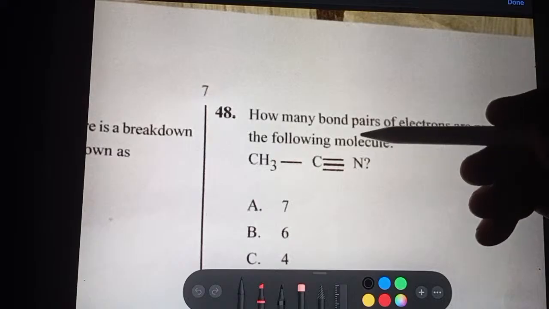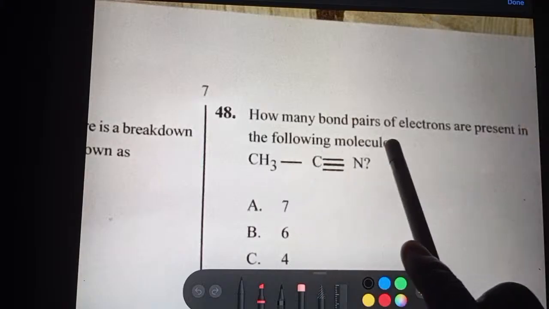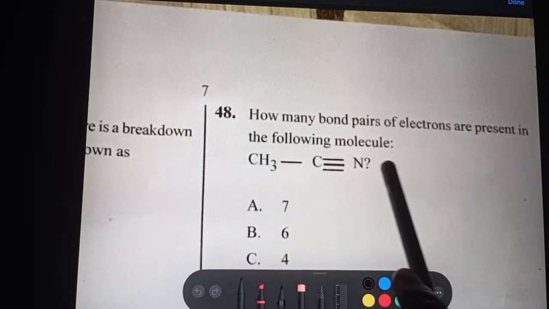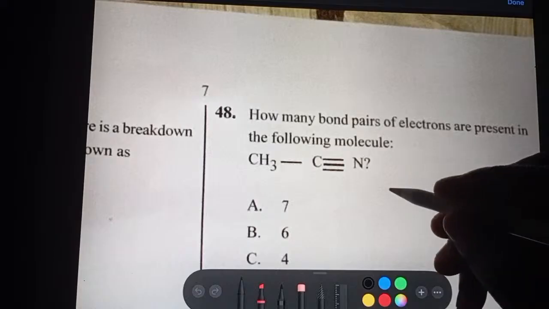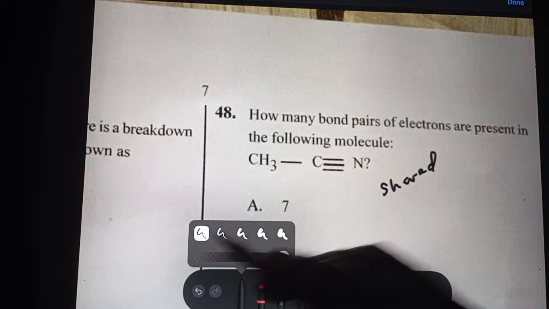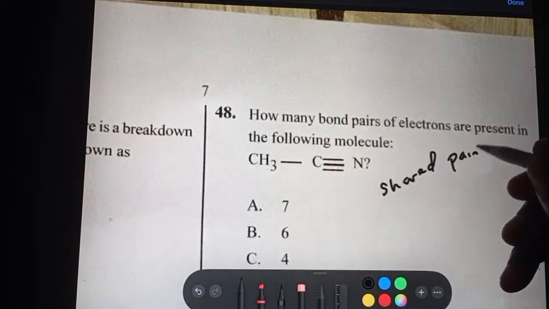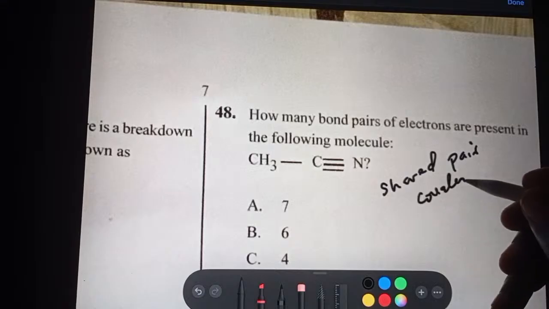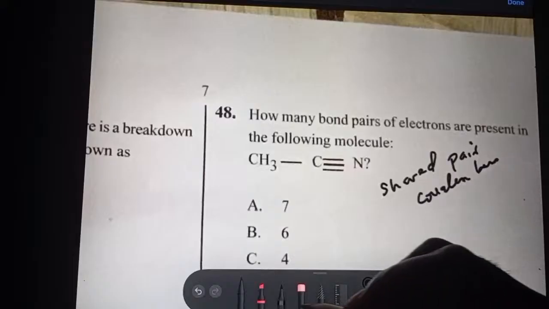Okay, so let's check bond pairs. They say how many bond pairs of electrons are present in the following molecule. Remember that a covalent bond means a shared pair. So when we say shared pair of electrons, it is nothing but what? A covalent bond. Shared pair of electrons means a covalent bond.